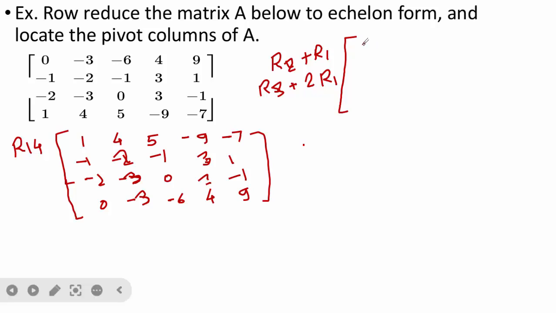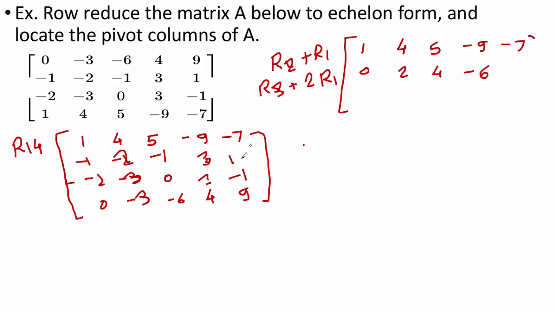The first row will remain as it is, 1, 4, 5, -9, -7. Then in the second row we have to add the elements of the first row. -1 plus 1, 0. -2 plus 4, 2. -1 plus 5, 4. 3 minus 9, minus 6. 1 minus 7, minus 6.